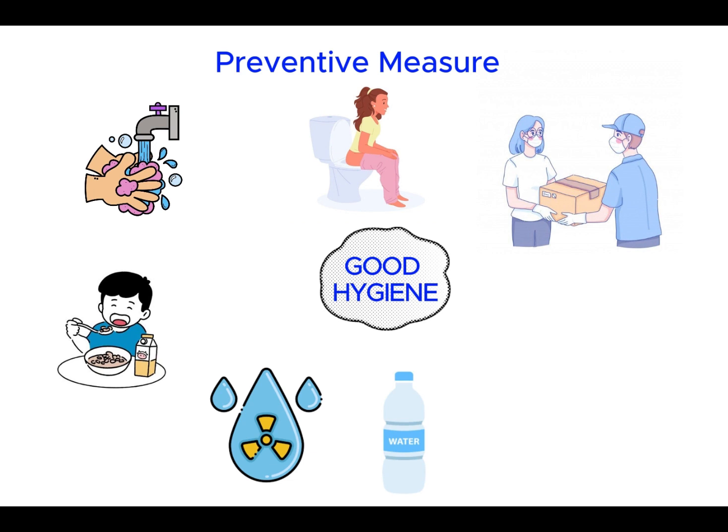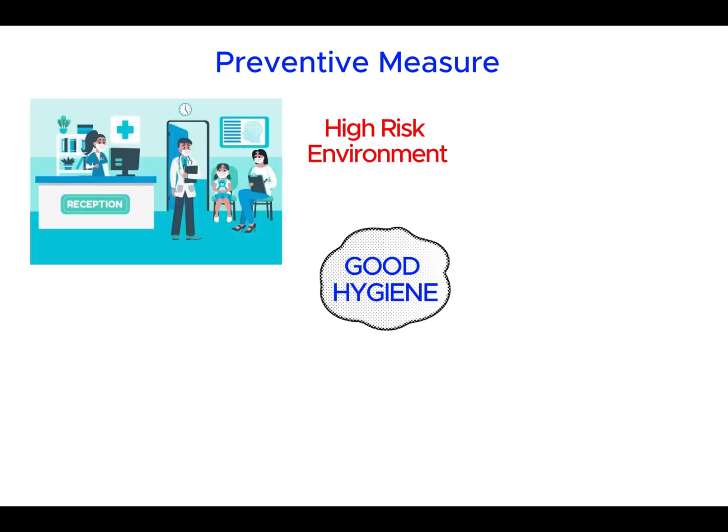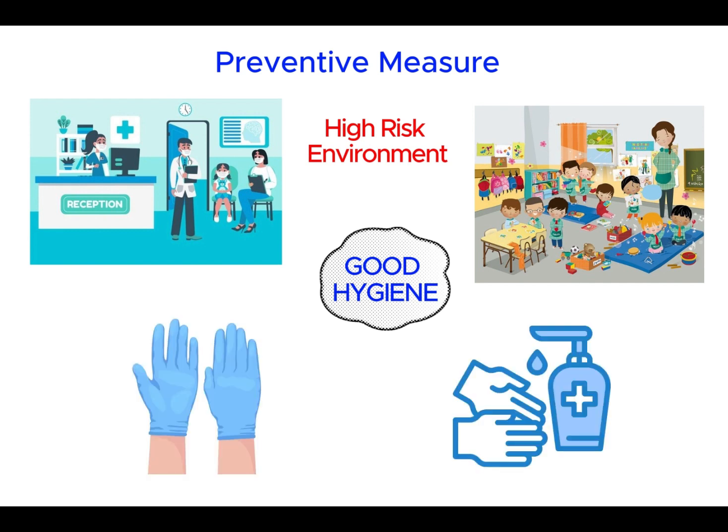When it comes to food, it is important to avoid eating raw and uncooked meats, seafood, and vegetables. Regarding high-risk environments, such as healthcare settings and daycare facilities, taking extra precautions, such as wearing gloves and practicing good hand hygiene, is an important measure to prevent Entamoeba infection.